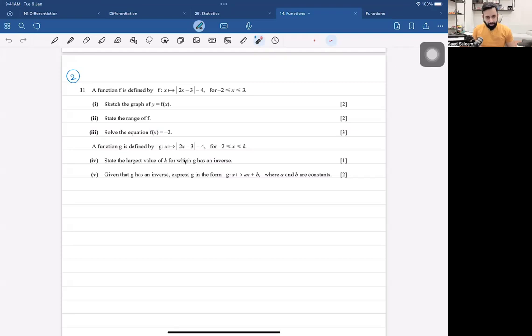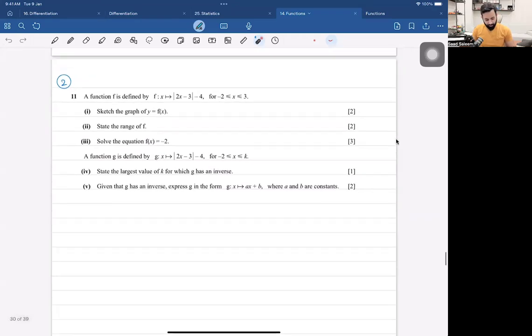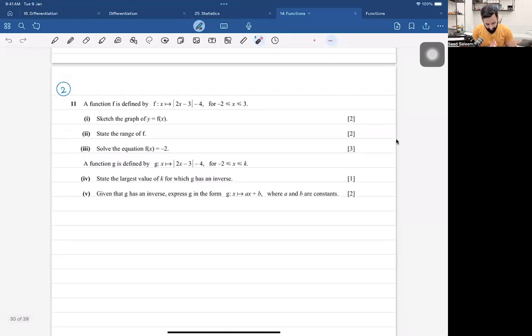So in today's video, I will be solving some past paper questions regarding the use of modulus. We've done the concept, and today we are going to look into some full-length past paper questions. So here's a question. Let's see what it says.